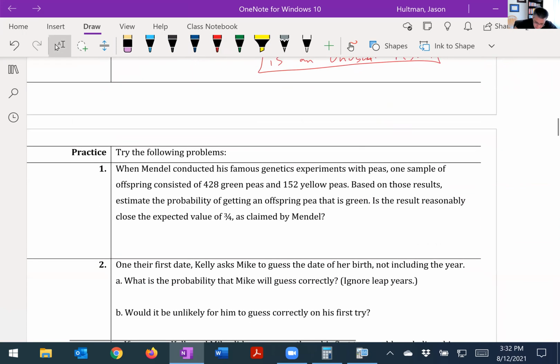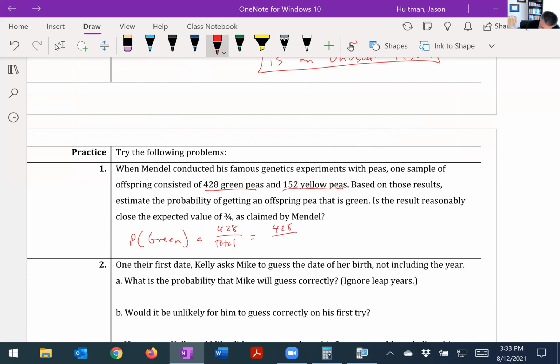Practice. When Mendel conducted his famous experiments with peas, one sample of offspring consisted of 428 green peas and 152 yellow peas. Based on those results, estimate the probability of getting an offspring pea that is green. Is the result reasonably close to the 3/4 as claimed by Mendel? Well, this tells me how many green peas and yellow peas, but this does not tell me how many total peas, right? So the probability of getting a green would be the 428 out of the total.